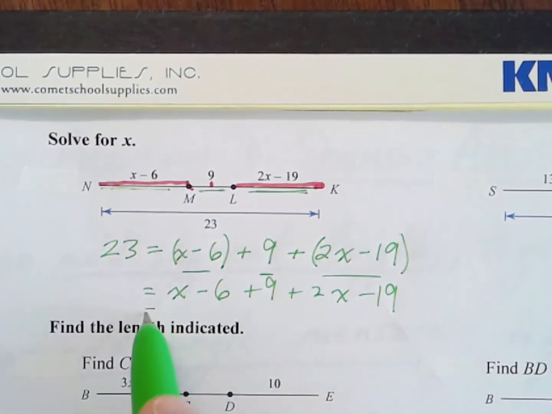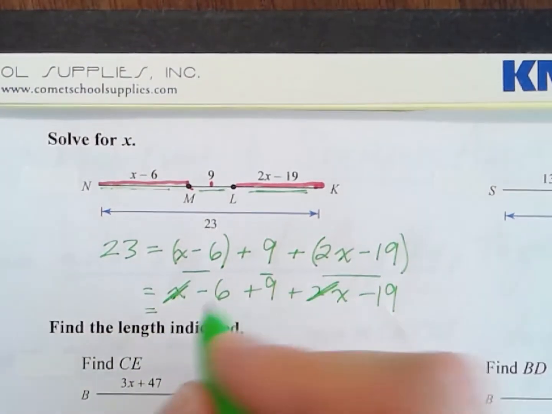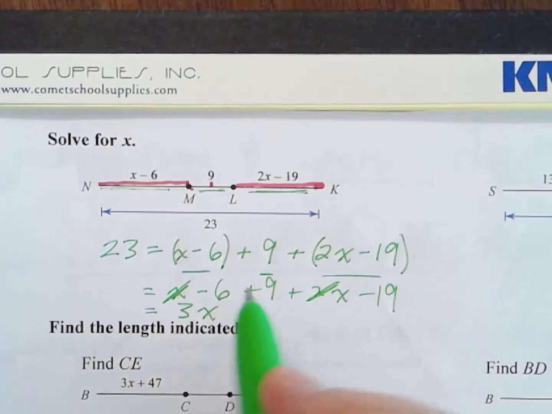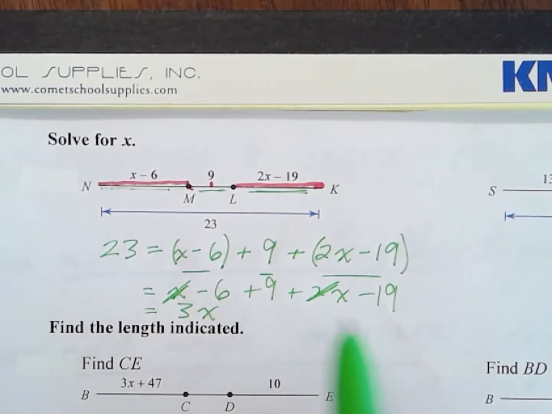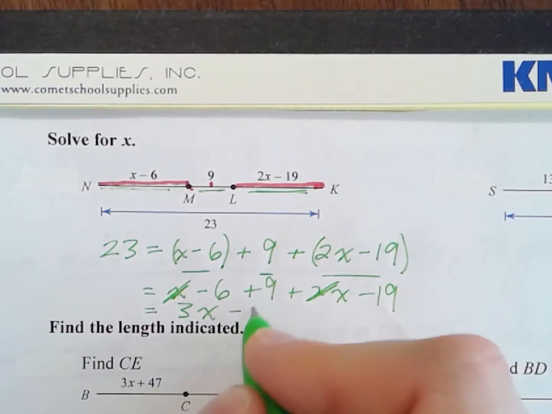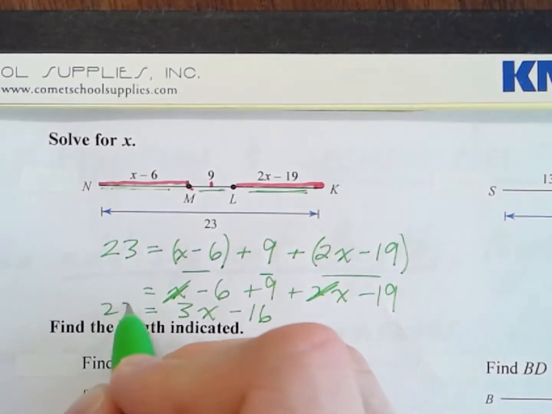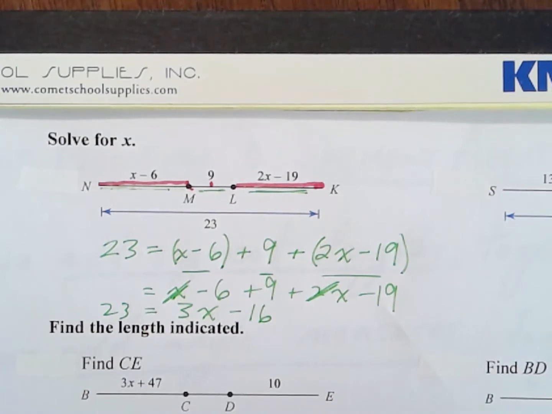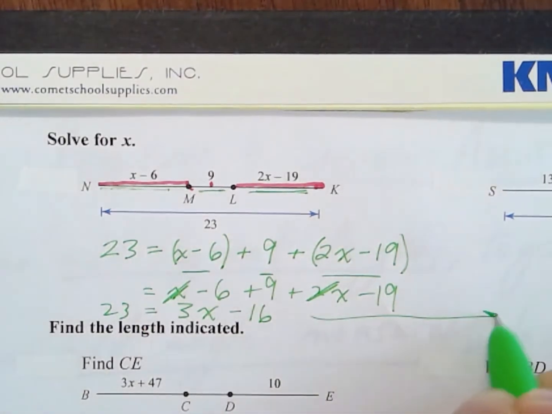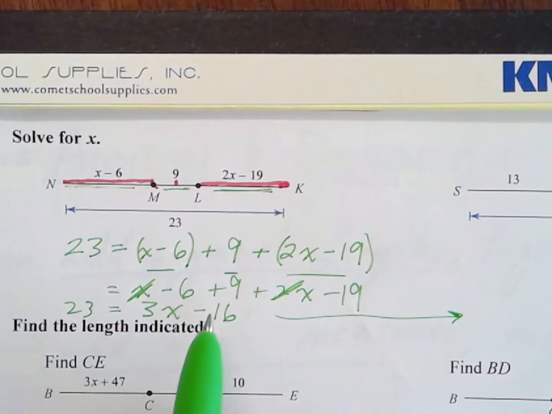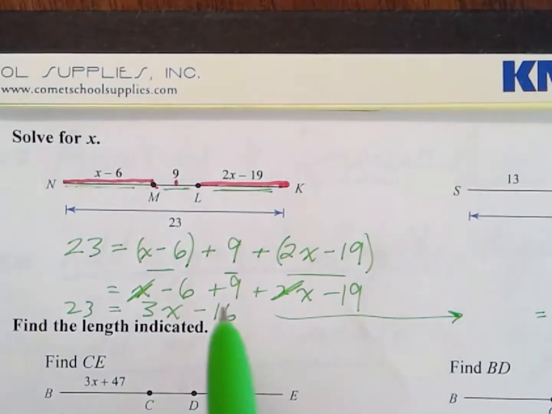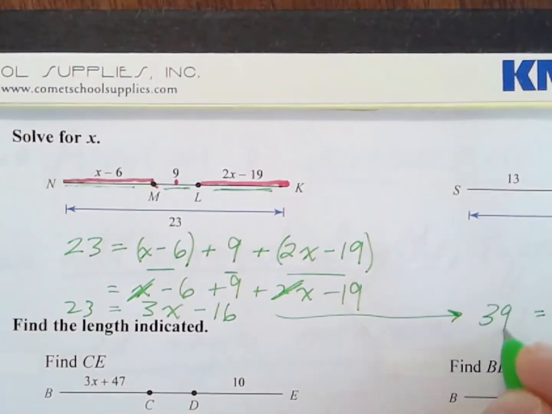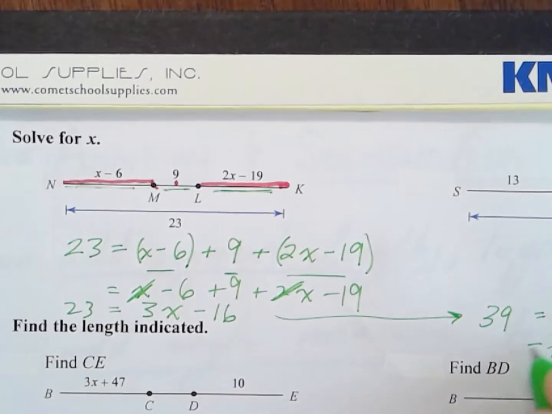So if I'm combining the x and the 2x, I'll have 3x. I have a negative 6 plus 9 gives me a positive 3. Minus 19 gives me a minus 16. And so all that still equals 23. Okay? So then if I add 16 to both sides, then 3x is going to equal 39. And if I divide by 3, then x equals 13.